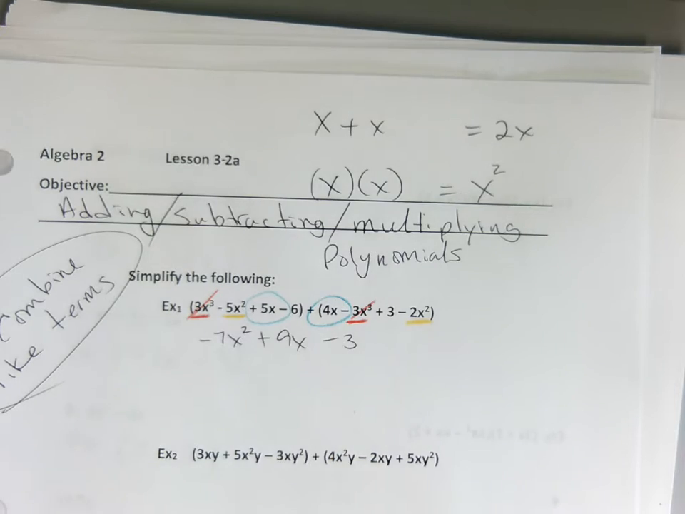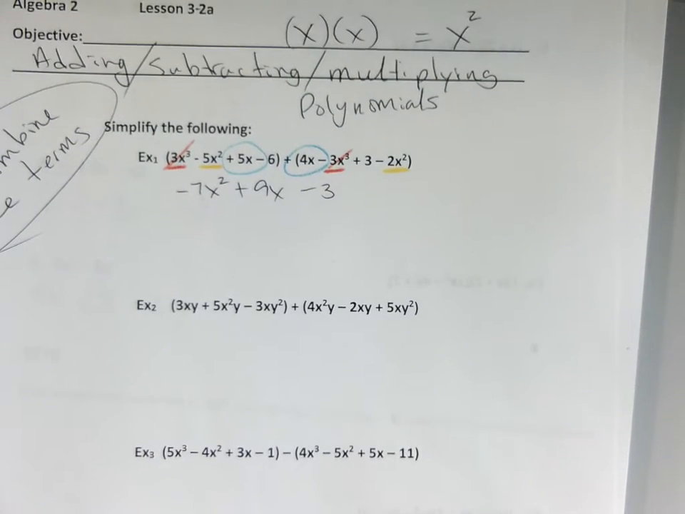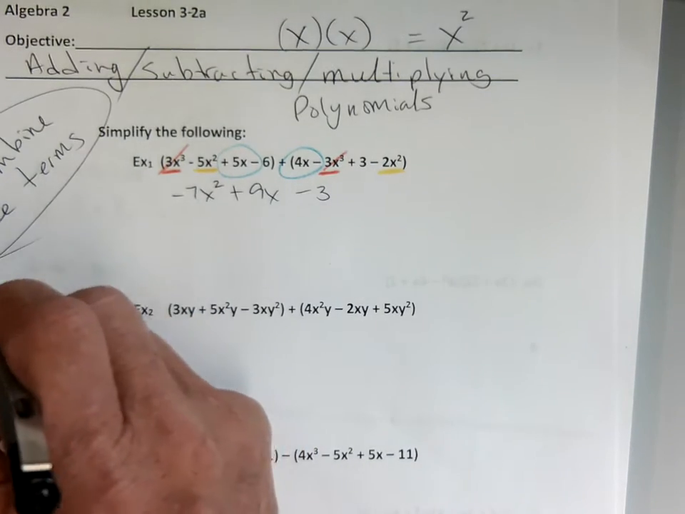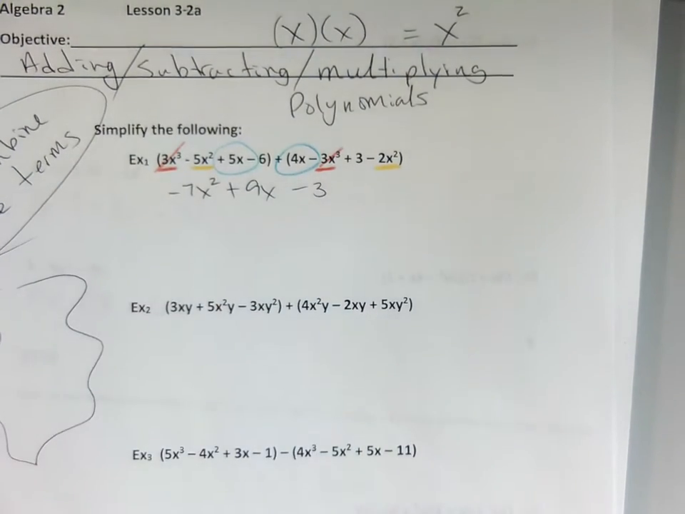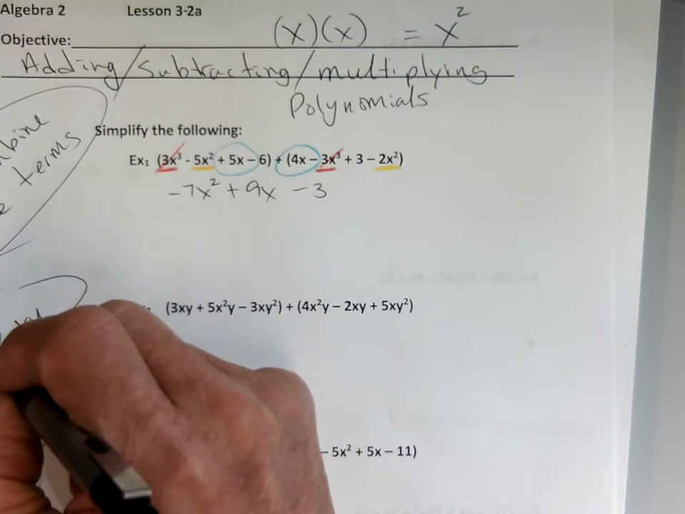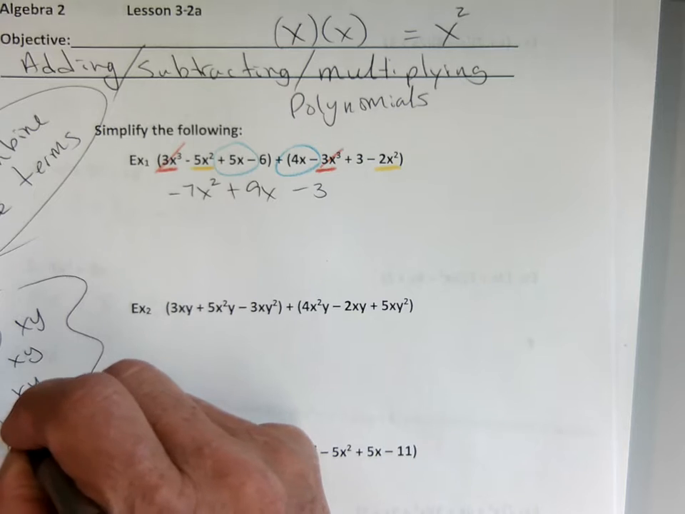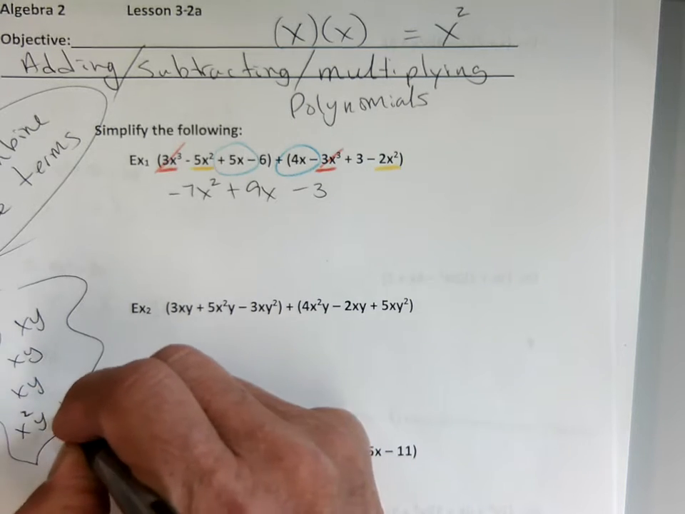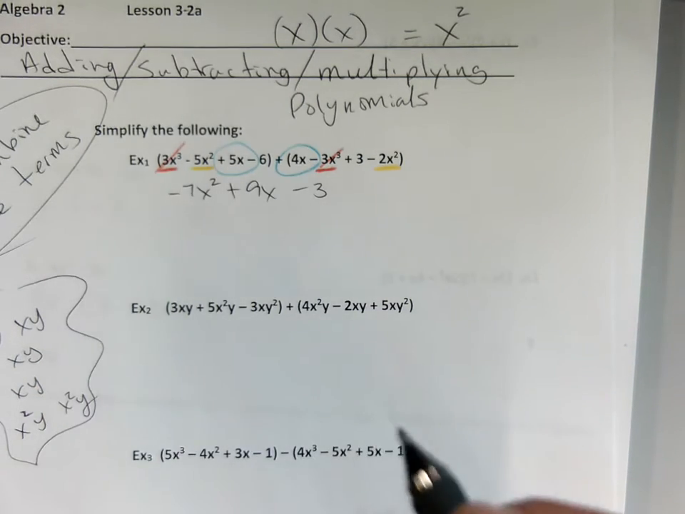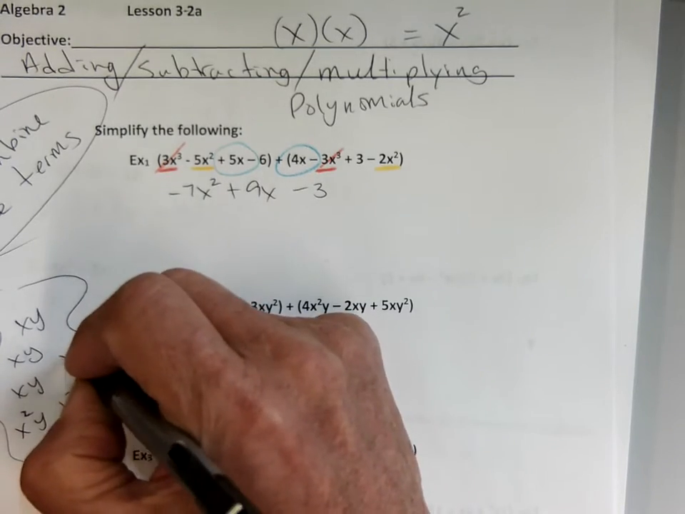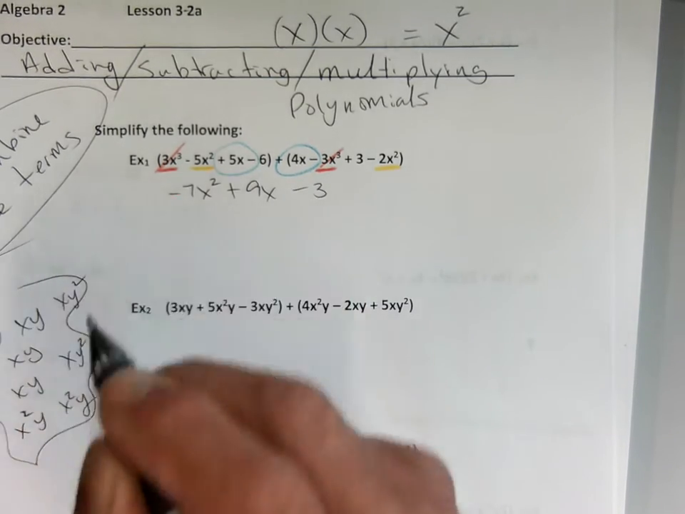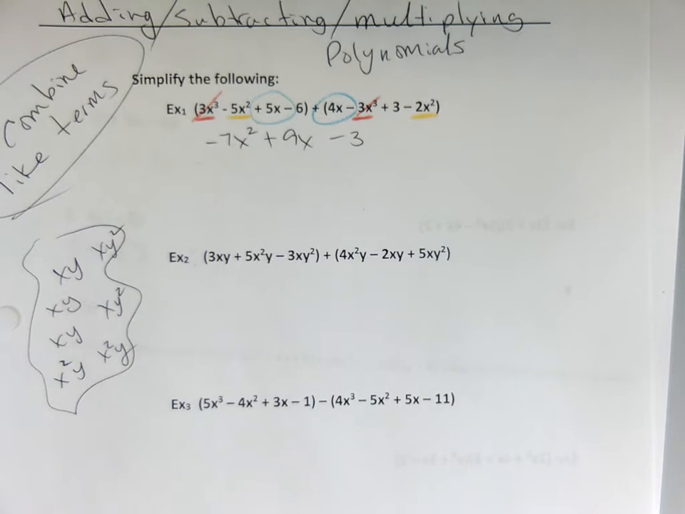Okay. Now, in example 2, it's the same stuff, except for, and I'll give you a little illustration. In this bag, I have x, y's. In this bag, I have x squared y's. In this bag, I have x, y squareds. So if they're not the same, we can't put them together. But if they are, how many do we have? Well, let's check it out.